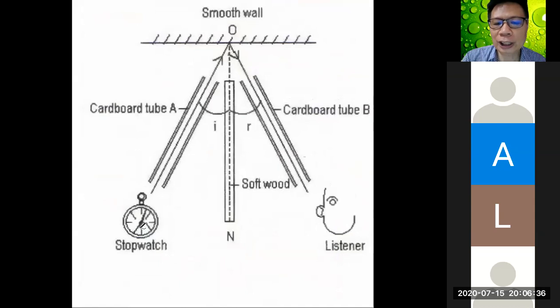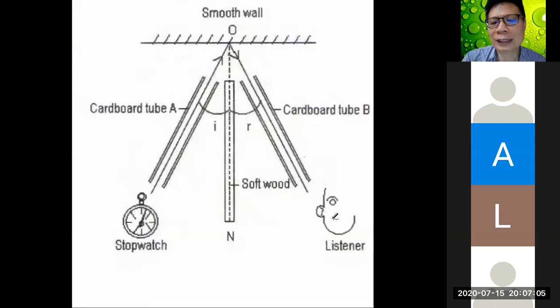Okay, then using a stopwatch to produce a light tick, tick, tick. Okay, and the sound sent through a tube. So the sound travel through the tube, hit the wall, get reflected. Then you put your ear here to listen. You can listen the sound. So the sound comes from the stopwatch, reflected, go into your ear so you can hear the sound.